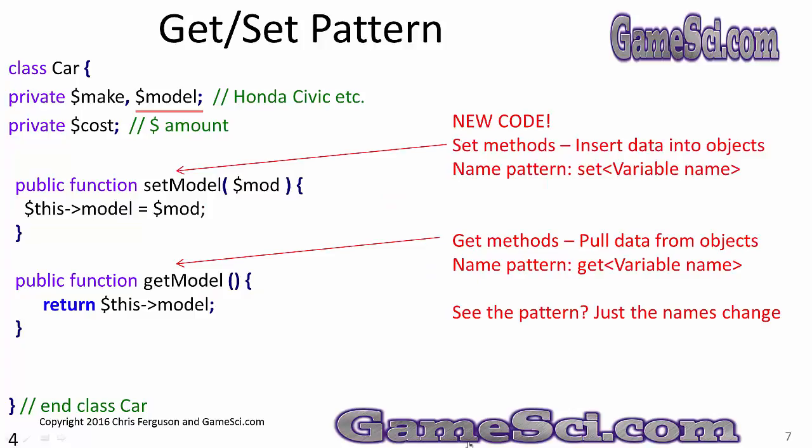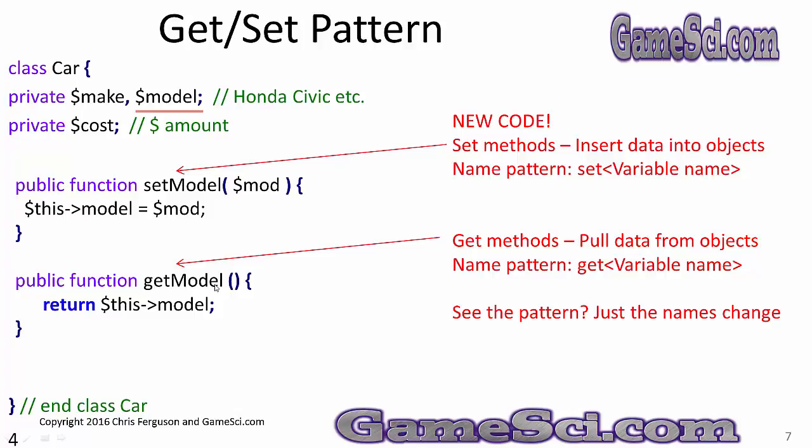New code. What I just did is I switched over to the model variable. I substituted in setModel and getModel. Again, I don't have room to do all these set and get methods, so I'm popping in some new code. Set methods insert data into objects. We're going to call this setModel because it's going to put a new value in the model variable. Get methods pull data from objects. The pattern is going to be getModel.